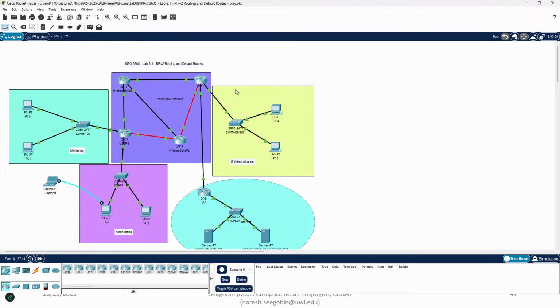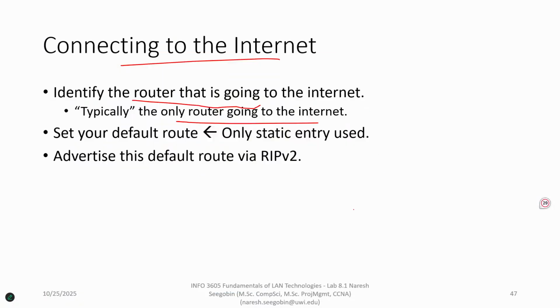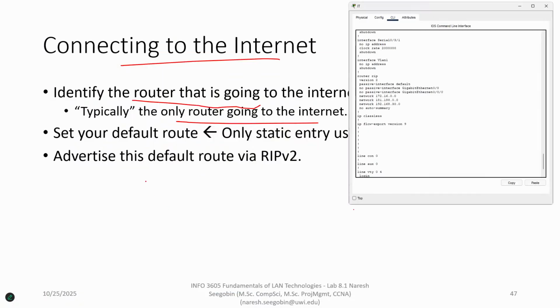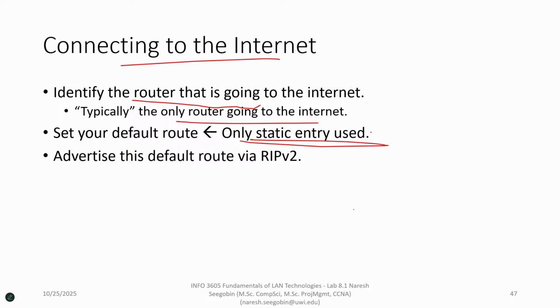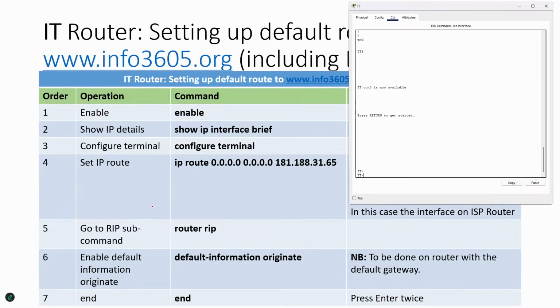So who is this? It's going to be IT. So the IT router is the one where you're going to set up the default gateway, right? So you set a default route, the only static entry used in this whole lab, and it advertises the default route via RIP version 2. And that will come up for the Cisco exam in the OSPF material. Same thing. So let's get this configured.